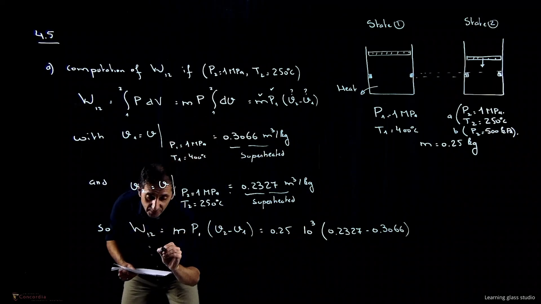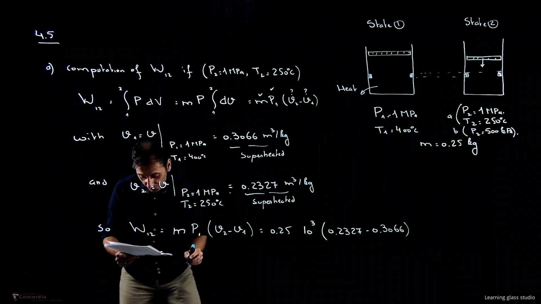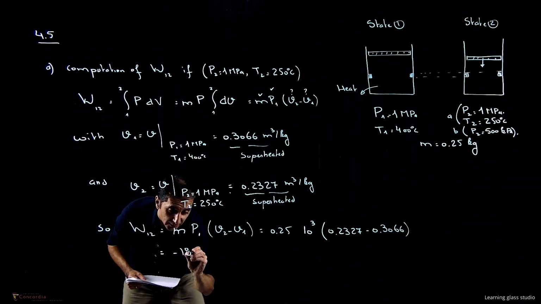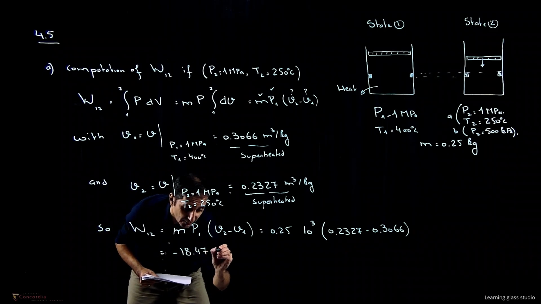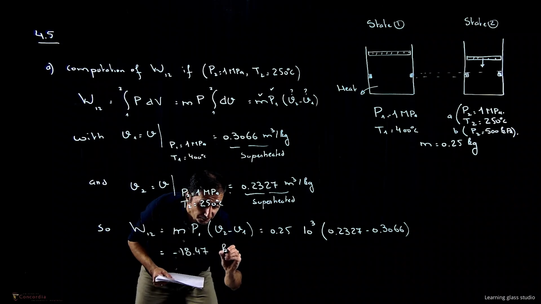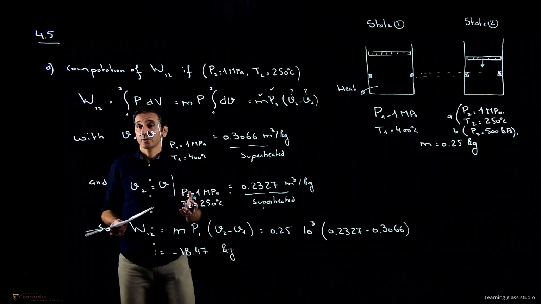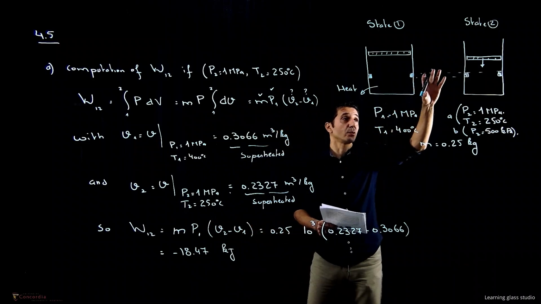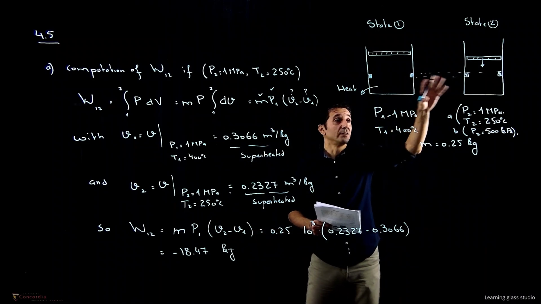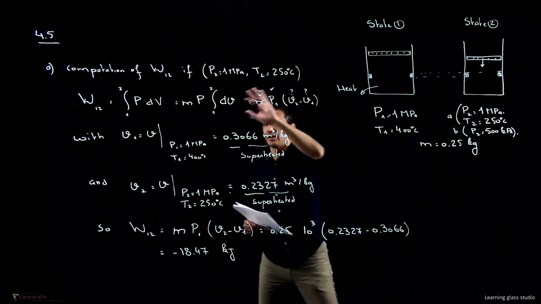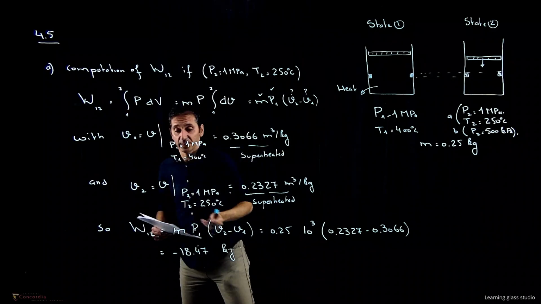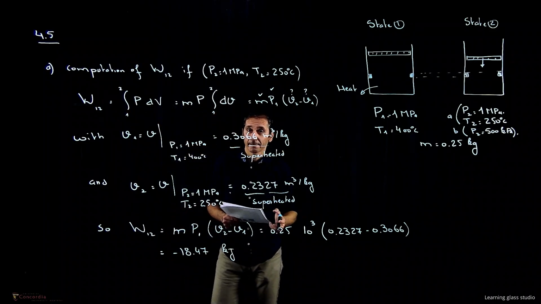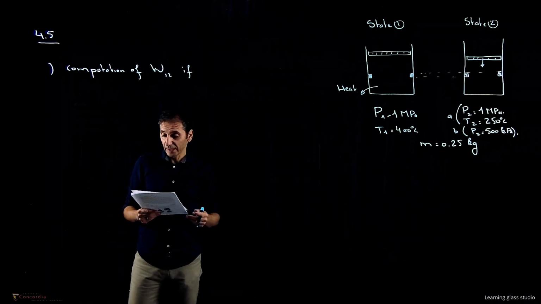And this would give us a work equal to minus 18.47 kilojoules. And as you can see, the work is negative, which is expected because here we have compression. dV is negative, so the work is negative. Let's move on now to the second part.